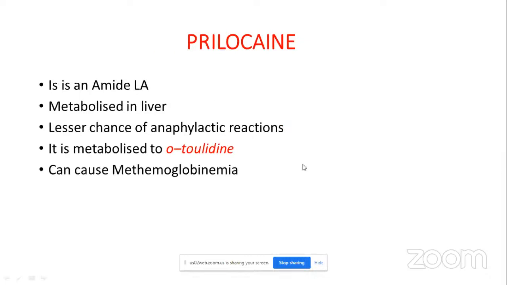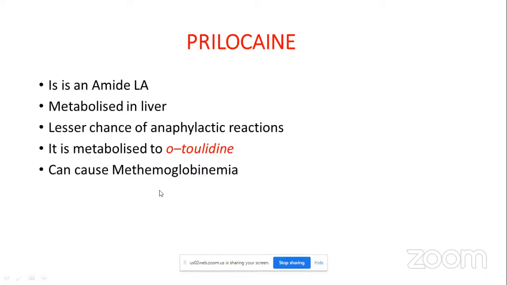Prilocaine. It's an amide local anesthetic and it is metabolized in the liver. There is a lesser chance of anaphylactic reaction as there is no PABA metabolite. It is metabolized to orthotoluidine and it can cause methemoglobinemia.